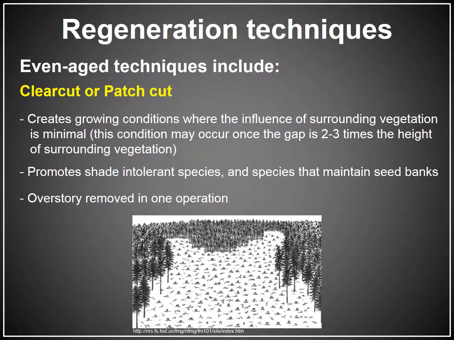So for a clear cut to be a clear cut, the majority of the area has to fall within this classification of being minimally affected by the surrounding vegetation. So really, by the time you get above an acre and a half, you start to hit this definition.